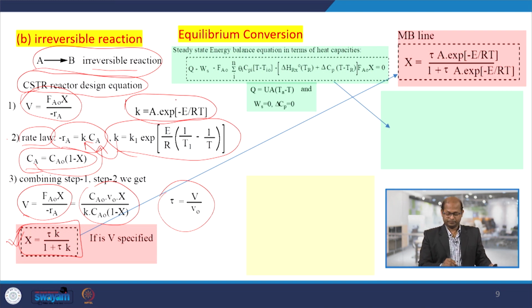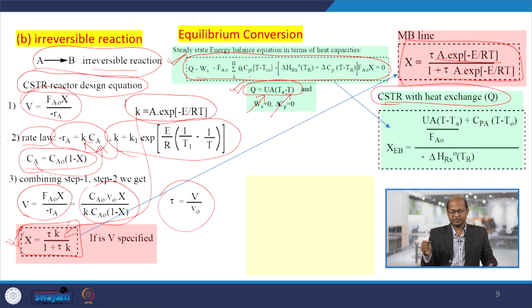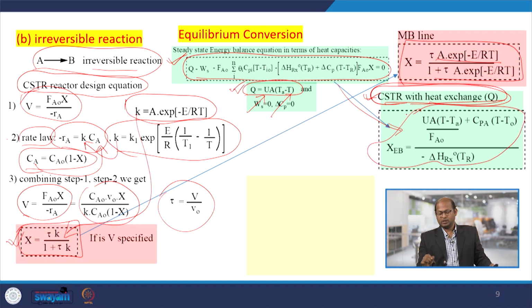Here k equals this, so we can substitute k here. Then it becomes like this, the material balance line. For a CSTR with heat exchange, this is the general energy balance equation. If we put shaft work equal to 0 and delta Cp equal to 0, then only this is present, meaning heat exchange is there. This is not adiabatic operation; it is a CSTR with heat exchange. Under these conditions, if we simplify these equations we can get this. This is the energy balance equation and this is the material balance equation.